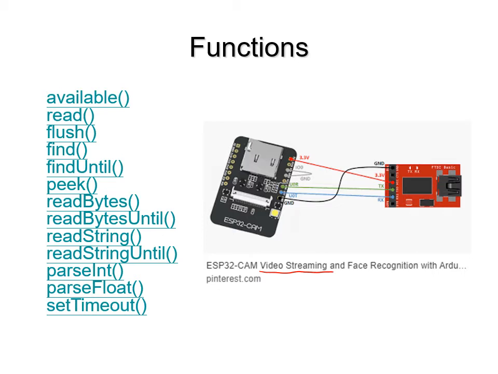Okay. Now you can see the functions in the stream object are more or less the same as the serial object. Therefore, we don't repeat the description here.